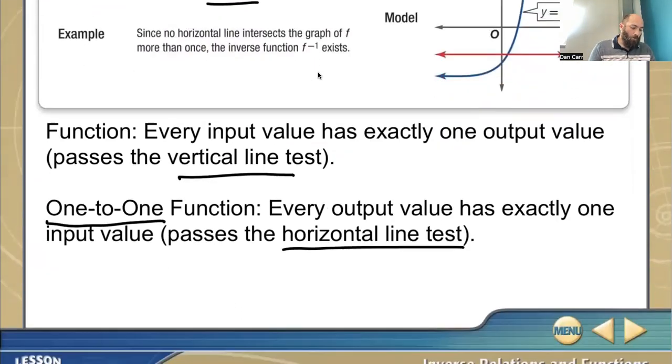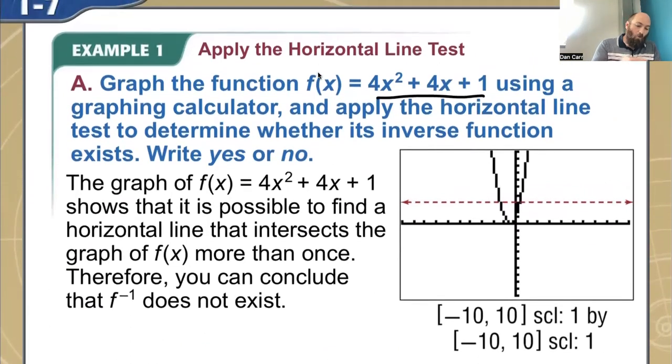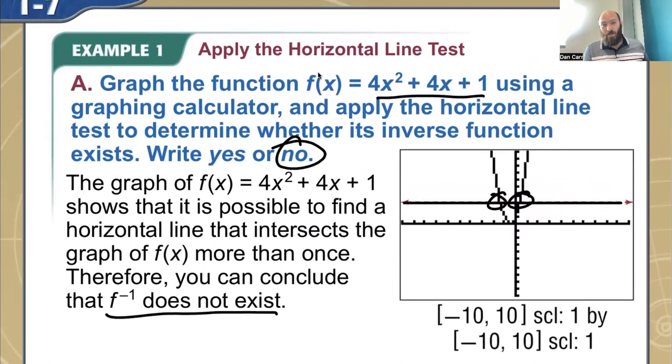So how does this look? Here's a graph of f of x equals 4x squared plus 4x plus 1. We get a parabola with our quadratic function here. With that parabola, you see here's just one line of many, but it crosses twice. It crosses here and here. So when you graph it and check with the horizontal line test, if it hits more than once, there is no inverse function in this case. Because it fails the horizontal line test, there is no inverse here.